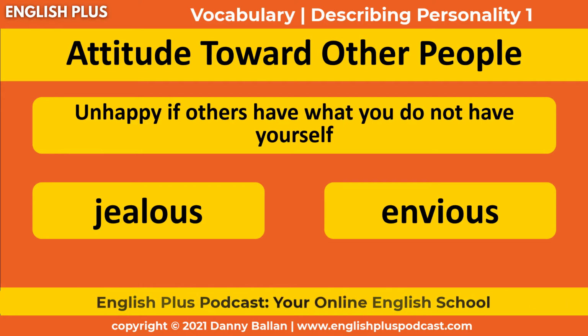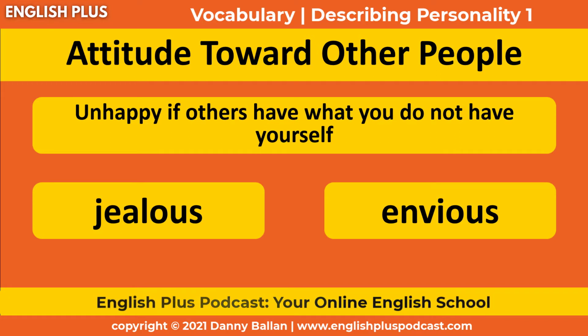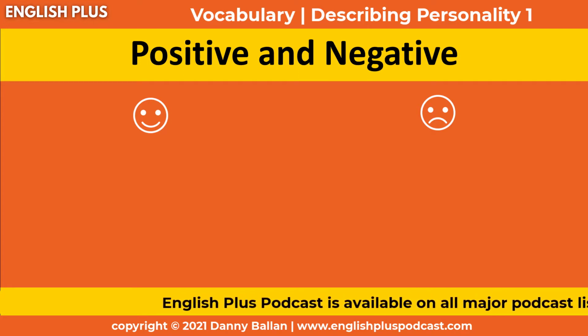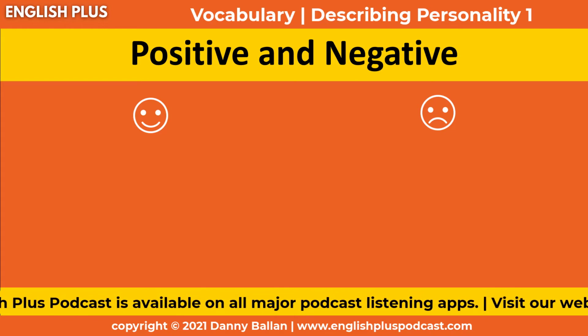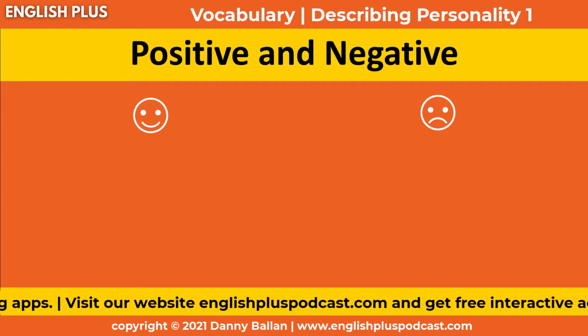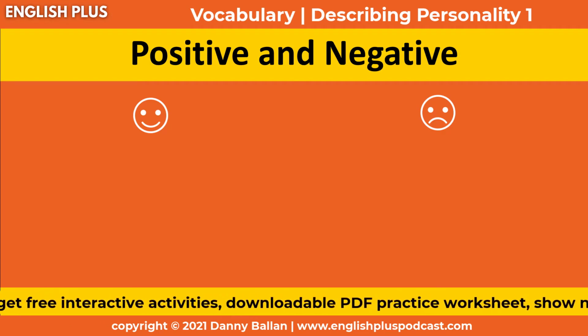So here we have words. If you are unhappy if others have what you do not have yourself, we can use jealous, or as we said, the more negative word, envious. And now we will talk about a set of adjectives, adjectives that have similar meaning but some of them are used in a positive way and some of them in a negative way, with almost the same meaning. So we can say all these words are synonyms, but some of them are positive and some of them are negative. Let's start with determined.